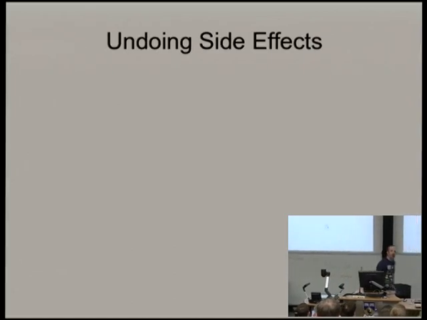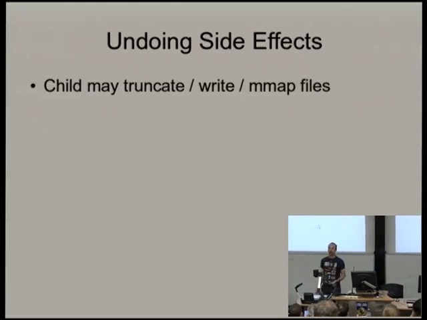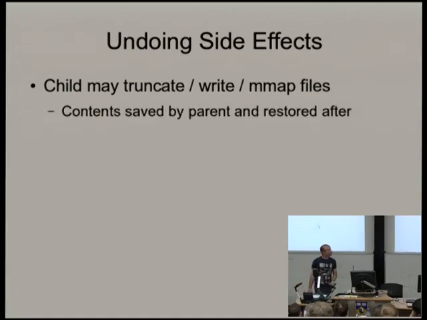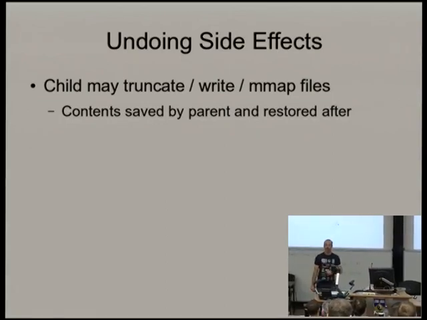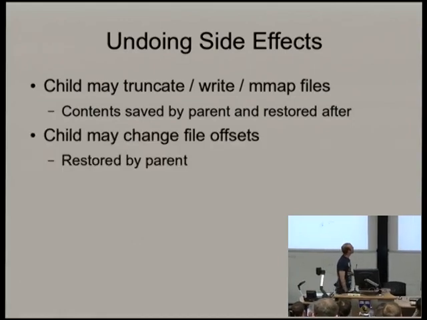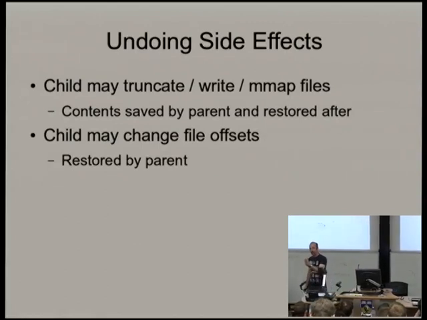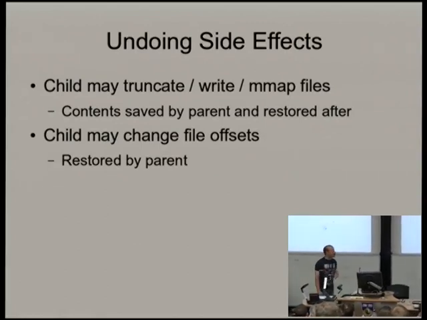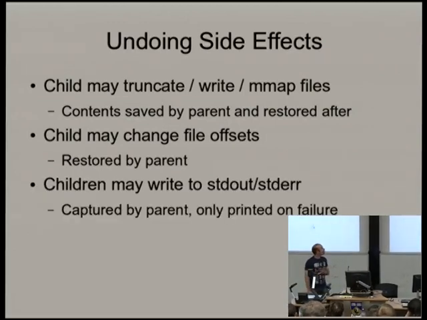Okay, now it's not quite as simple as fork and the child will be merry, because the child may actually do stuff. Programs are like that. It may truncate, write, or touch anything in an mmap file. So the parent actually just saves the contents of all the open files and restores them afterwards. It's not that efficient, but it works surprisingly well. The child may actually read from a file and move the file pointer offsets, and because Unix is interesting, we share those with our parent, so the parent also has to restore file offsets.